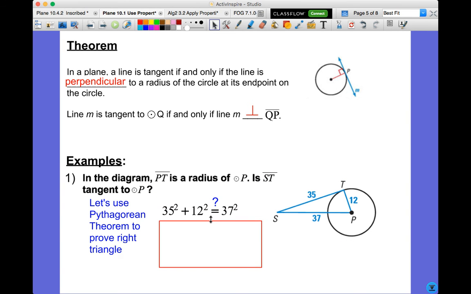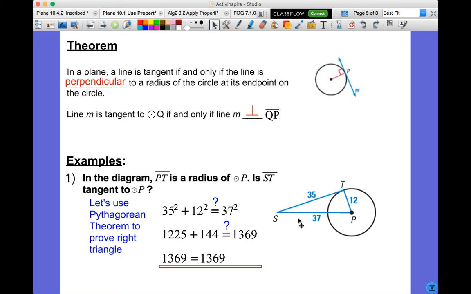35 squared plus 12 squared. Is that equal to 37 squared? The answer is 1,225 plus 144 is in fact equal to 1,369. Therefore, ST has to be perpendicular to TP.